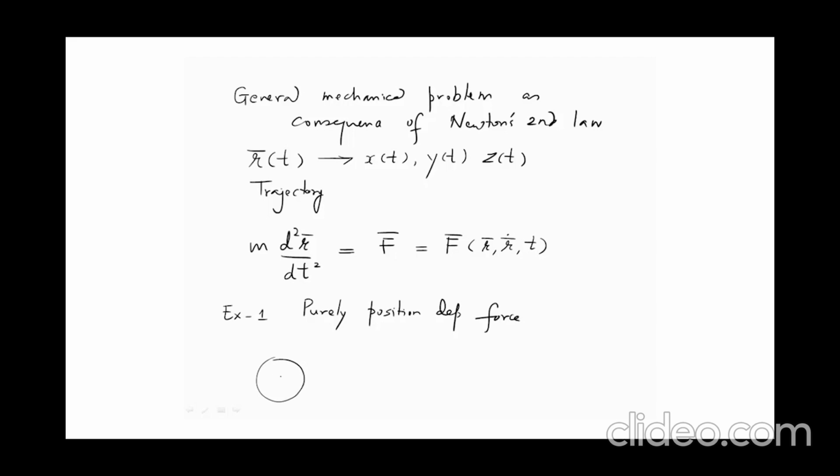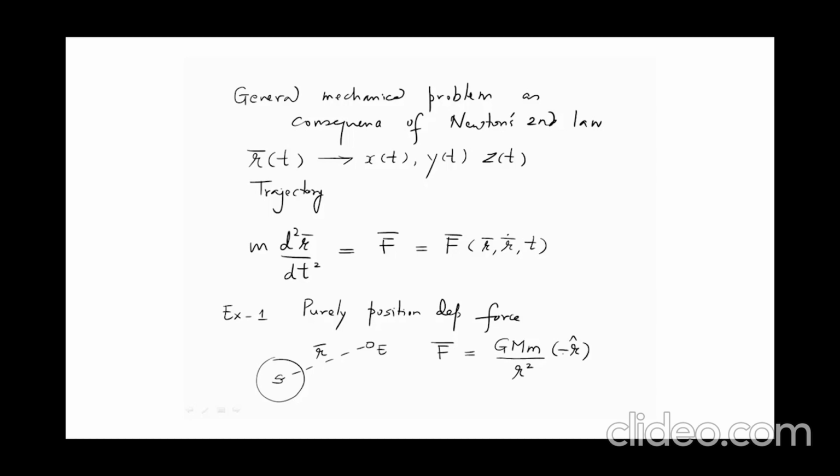This is Sun, this is Earth, this is the position of Earth with respect to Sun. The force which is exerted on Earth by Sun can be written as G times the mass of the Sun, times the mass of the Earth, divided by r square, times minus r cap.